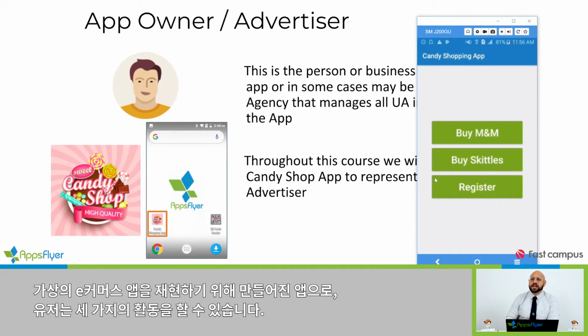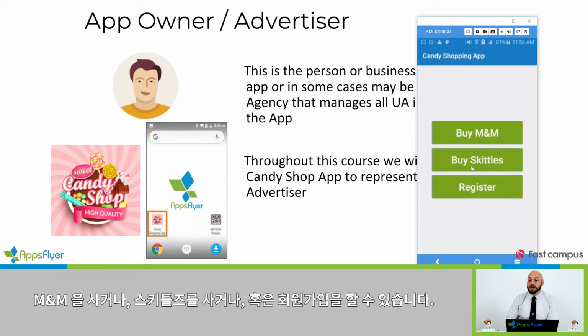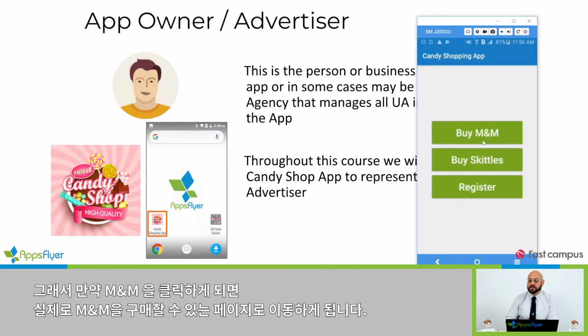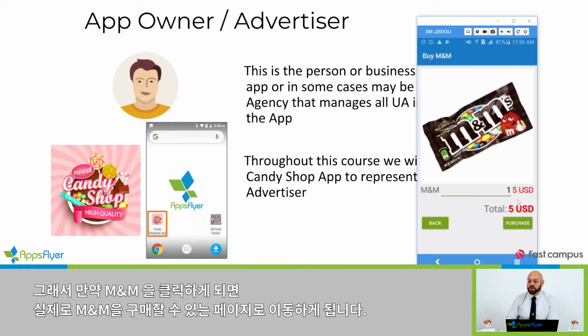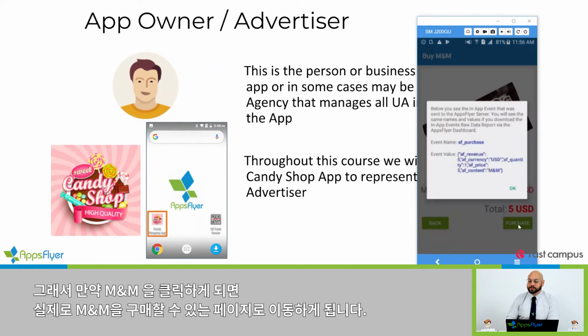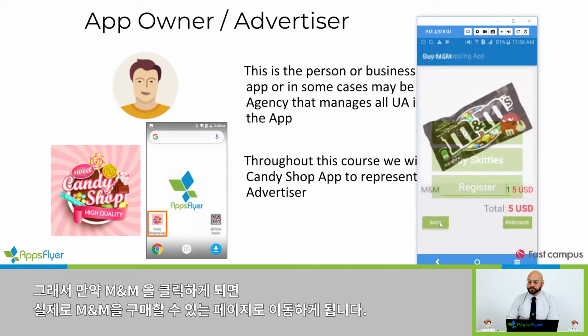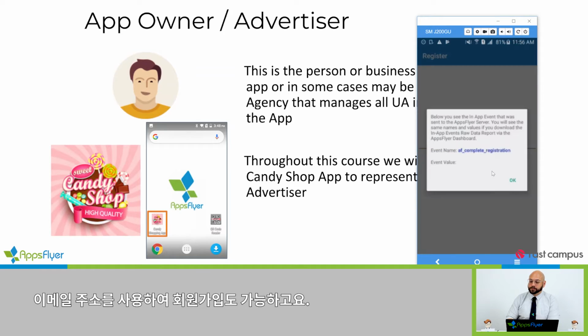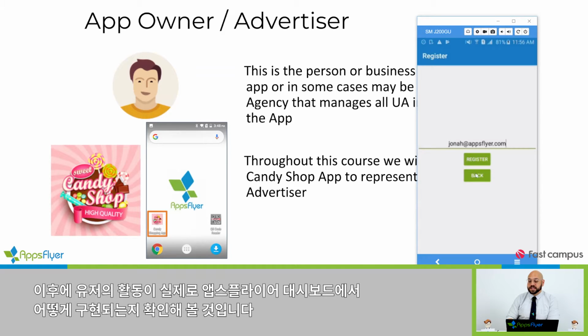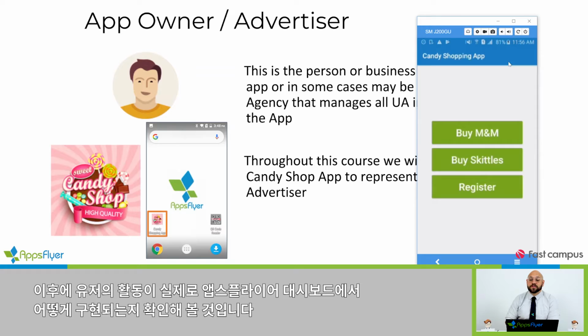The Demo Candy Shop app is made to represent a fake e-commerce app where you have three options. You can either buy M&Ms, buy Skittles, or register. If we click buy M&Ms, you'll see it takes you to a page where you can purchase some M&Ms. You can also register by entering your email address. Later on, we'll see what this looks like within the AppsFlyer dashboard.